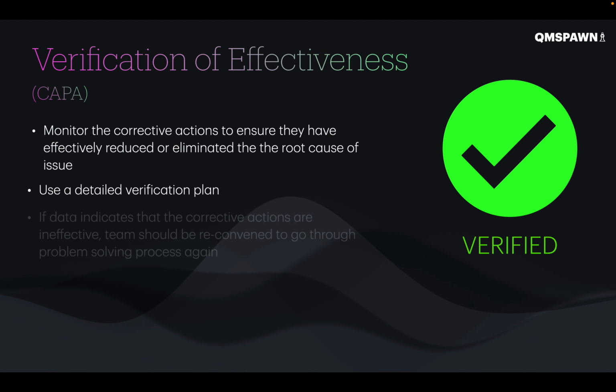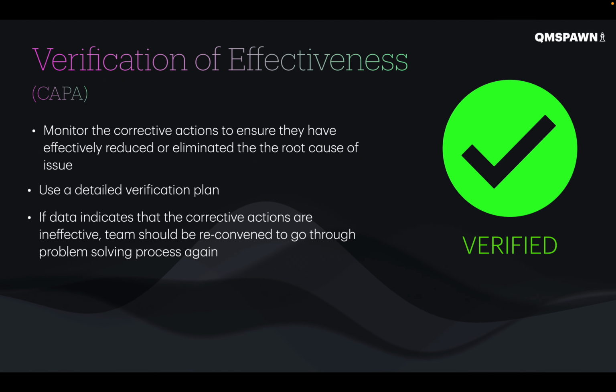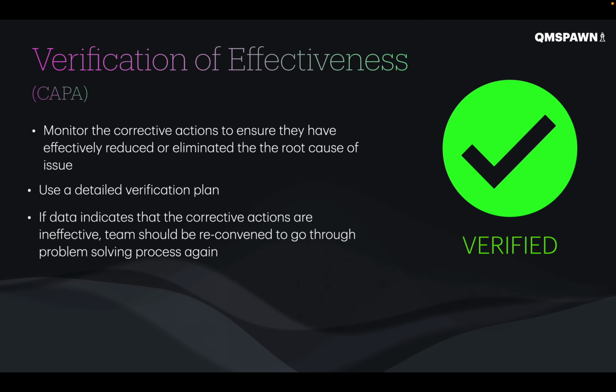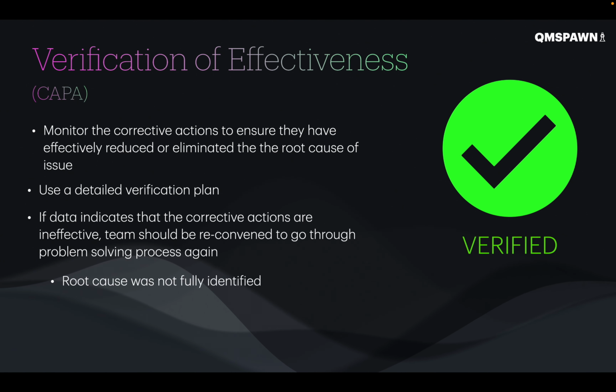By the way, this verification can go one of two ways. If the data indicates the corrective actions were effective, well, then celebrate, right? You did your job, you did a great job. But if the data indicates that corrective actions were ineffective, it's time to bring that team together and go through this process once again. So, generally, one of two things can happen. Either you didn't identify the true root cause, or the corrective action you picked was ineffective.